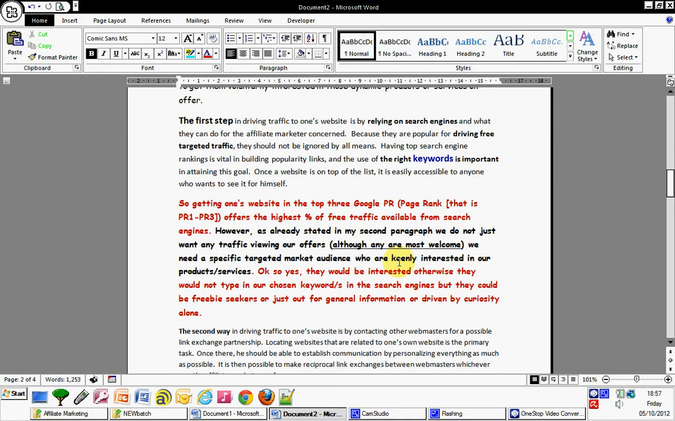So yeah, they would be interested, otherwise they wouldn't be typing in that search engine term, the keyword in the search engines anyway. But they could be freebie seekers, or just looking out for general information, or driven by curiosity. Okay, so that is the idea of getting laser targeted traffic.